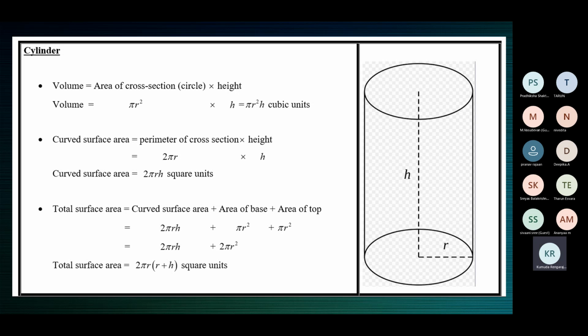So a closed cylinder, or a cylinder which is closed at both the ends, has different areas involved. One is the curved surface area. As the name suggests, you understand what is curved surface area. Then there is the area at the top, and then there is the area at the bottom or the base. So all these three make the total surface area of a closed cylinder.